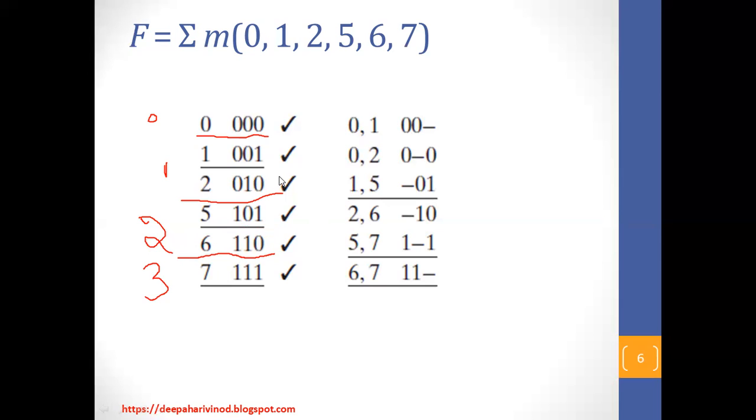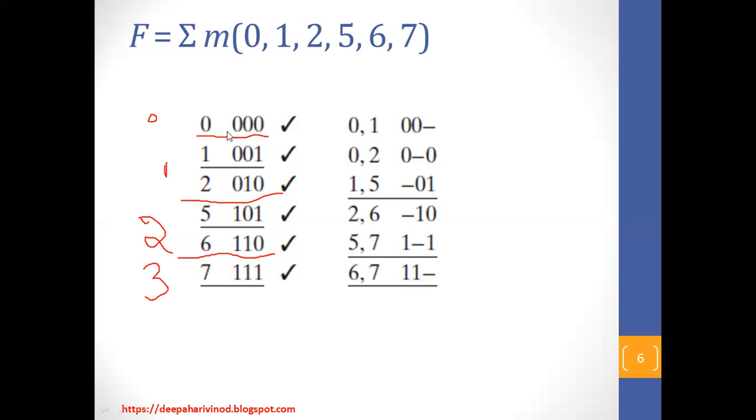Now what is the next step? I need to compare. So first, I need to compare 0 with 1. So here you have 0, 0. The last bit is changing. So that is 0, 0, dash. And again, 0 you need to compare with 2. So 0 and 2, the middle bit is changing. So that will be dash, and on the rest of both sides it is 0, 0. 0 dash 0 will be there.